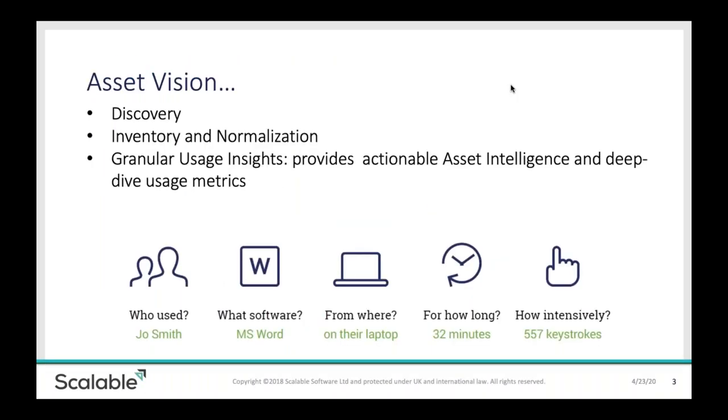Asset Vision is a product that takes discovery and inventory to essentially a new level. It goes far beyond the basic discovery, inventory, and normalization capabilities, in that we provide highly granular usage insights. So we don't only just discover and catalog and normalize the software that's installed. We take it a stage further and identify to what extent that software is being used, and there's three reasons why you might want to do that. So we'll get onto that in just a minute. We can identify who used a software title from what device, from what location, how long for, how many keystrokes were made, how long that application was in focus as opposed to in background, providing very rich usage data.